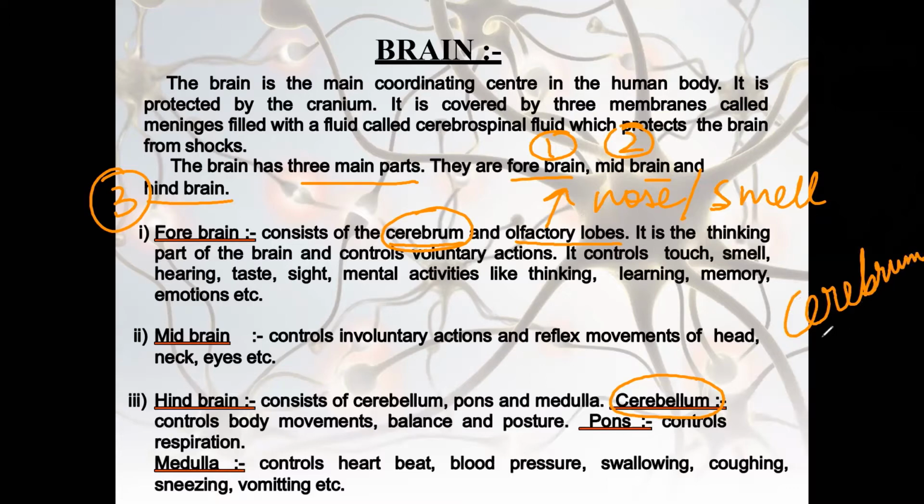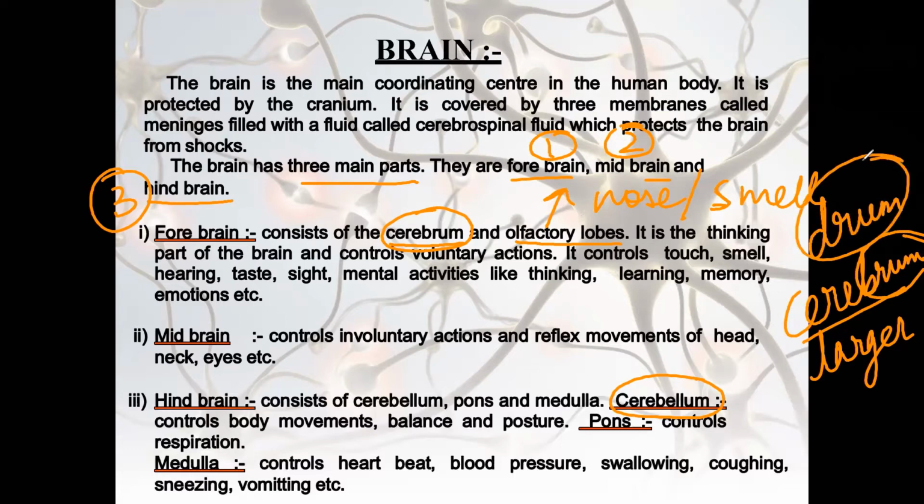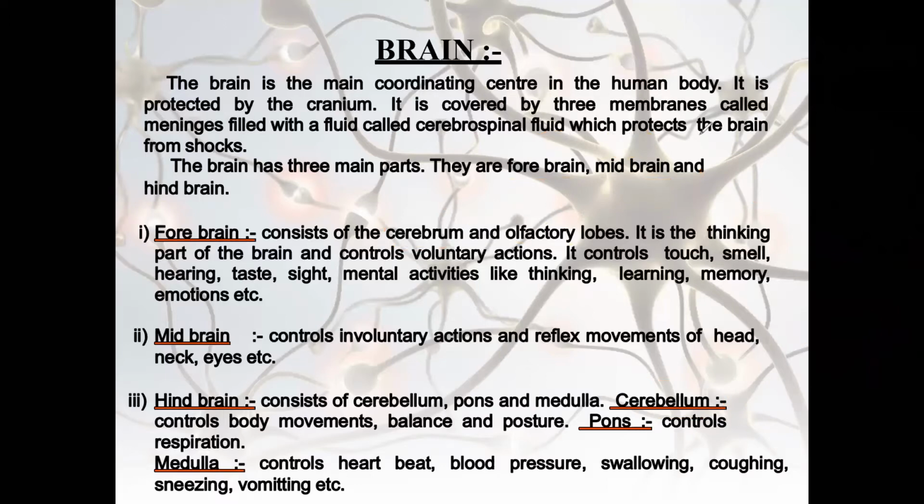cerebrum is the larger part. You can remember with brum, with drum. Drums are usually bigger ones. So we can remember cerebrum is the larger part, whereas cerebellum is smaller. In the diagram, I'll show you. So let's learn about forebrain. Forebrain consists of cerebrum and olfactory lobes.